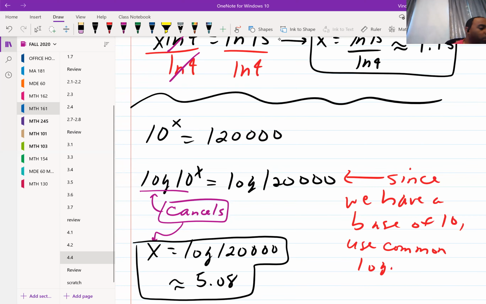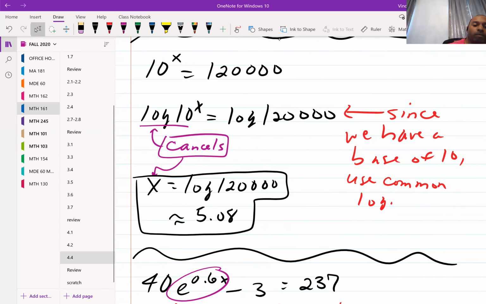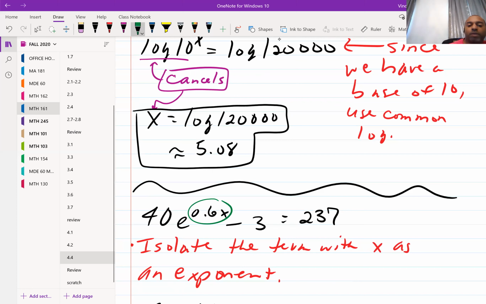All right, questions? Any questions before we do the next one? All right, so this next one, we have 40 e to the 0.6x minus 3 equal to 237. So this 0.6x is the exponent. Try to write it the best way I could, but that is an exponent. And then the minus 3 is just a regular minus 3. So what we want to do here is isolate the term that has x as an exponent. So we're talking about this e to the 0.6x. We want to isolate that.